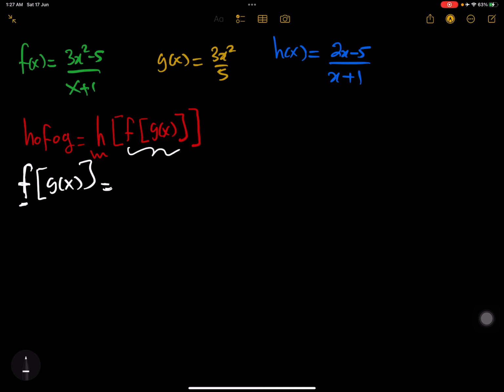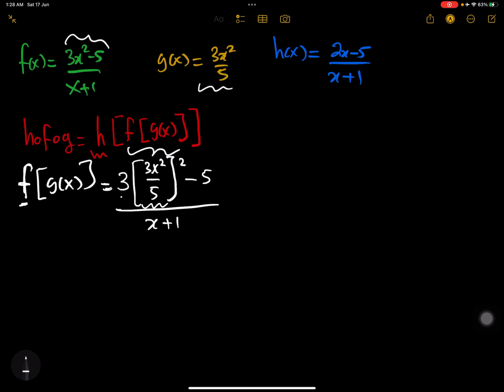So where's our f of x? It's right here. What is the first thing we see in the f of x? There's a numerator and a denominator. So we're going to start with the numerator. And in the numerator we have 3 times x squared. That x is a g of x. Where's g of x? This is g of x. We're going to put g of x in there, which is 3x squared over 5, but it is squared, right? So this is 3x squared, then minus 5 divided by x plus 1.